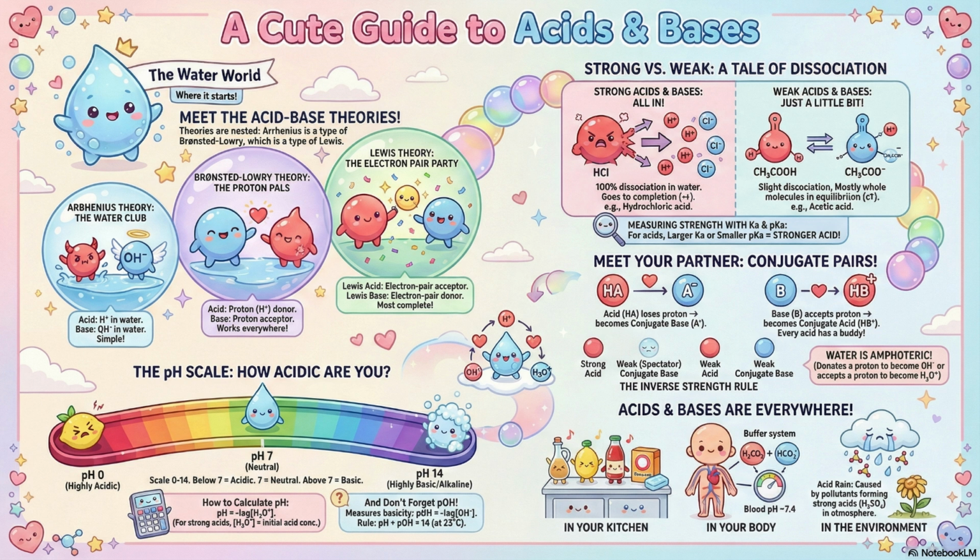But this new definition lets us bring in all sorts of reactions that have nothing to do with hydrogen. Like what? Take boron trifluoride. The boron atom is electron deficient. It desperately wants to complete its octet. So it acts as a Lewis acid and accepts a pair of electrons from a Lewis base, like a fluoride ion, to form tetrafluoroborate. No protons anywhere in sight.